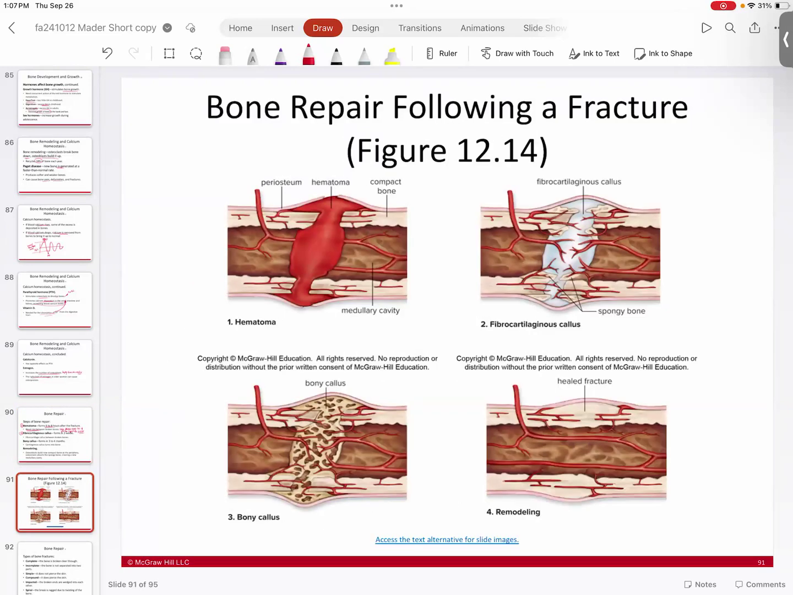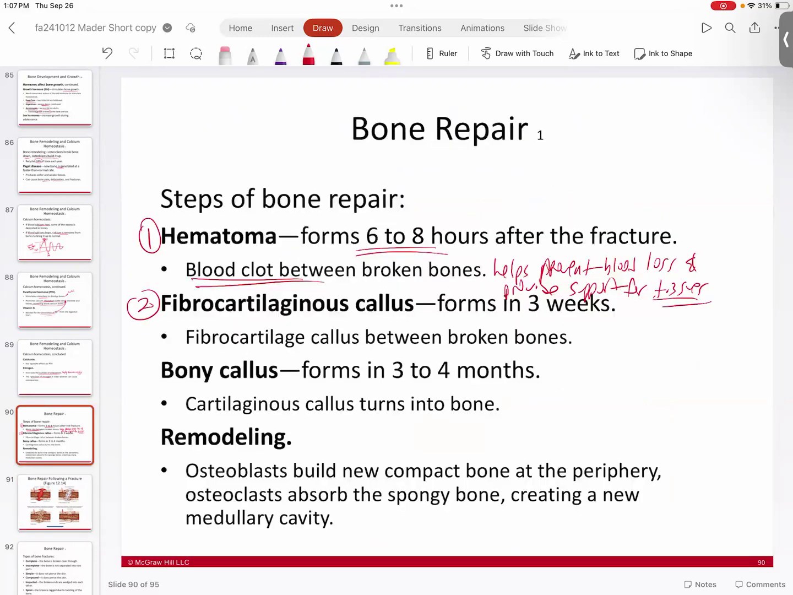The next step, step number 2, is going to be the cartilaginous callus. So what happens is immediately you send chondrocytes to lay down a more structurally sound type of a plug, and that's going to be fibrocartilage. So basically in this one, within 3 weeks, you're going to have a fibrocartilaginous callus, which is going to plug the break. It's going to do that with more structural integrity. So it's a little bit better than just blood. So that's the next step.